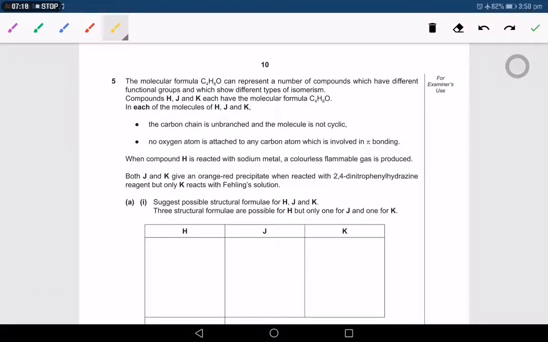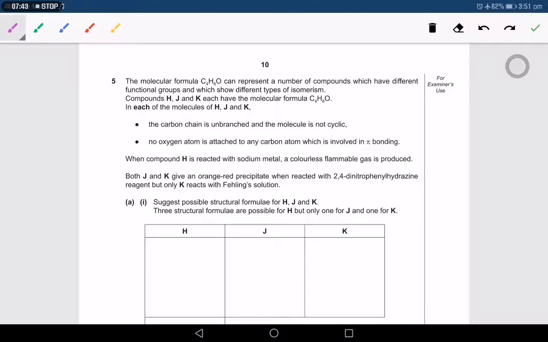So whenever hydrogen is produced with sodium, it means directly that it's an alcohol. It shows us directly that it's an alcohol. J and K give an orange-red precipitate when reacted with 2,4-DNPH, which means that J and K are carbonyl compounds.